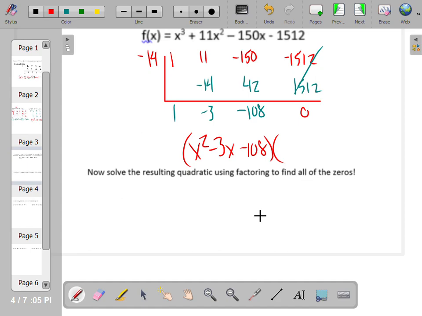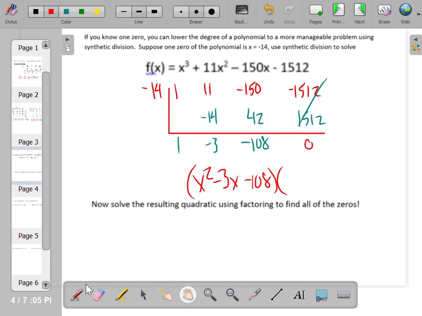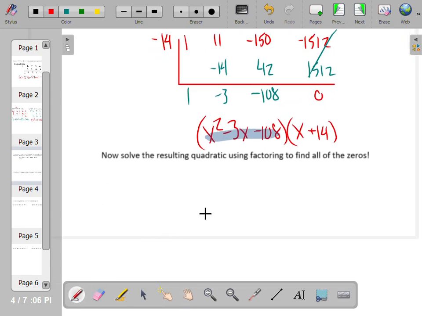And I'm going to write that I just factored out: if negative 14 is a 0, x plus 14 is a factor. So I'm starting to factor. But what I've got here is a quadratic that I need to split the middle for. So we have to find two numbers that multiply to negative 108 and add to negative 3. So let's see, 9 and 12, that'll do it. So it's going to be x squared minus 12x plus 9x minus 108.